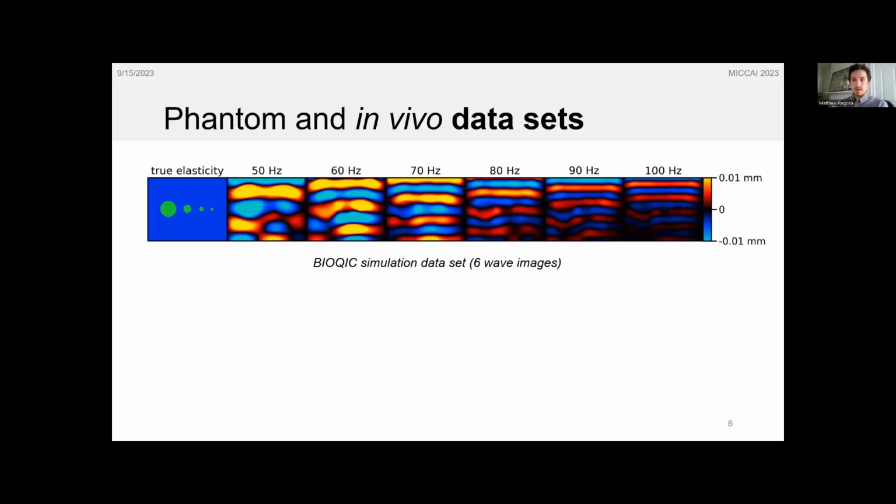We evaluated our method on 2 different data sets. The first was an FEM simulation of 4 stiff targets in a box region. The simulation produced wave images at 6 different frequencies, and we applied reconstruction methods to each wave image and compared the results to the ground truth elasticity.